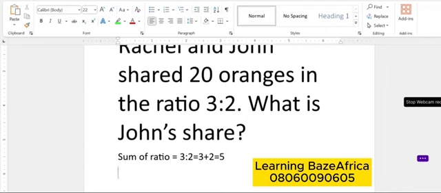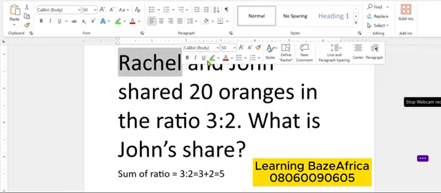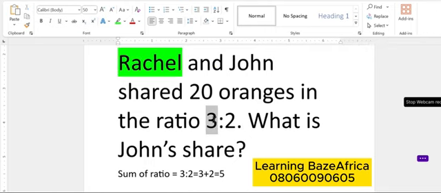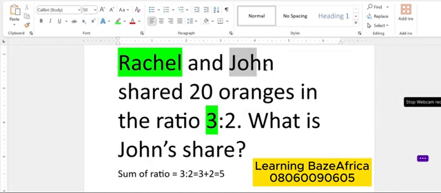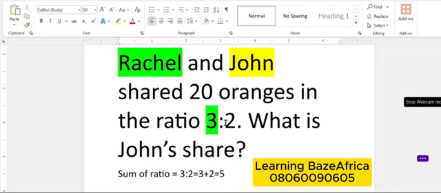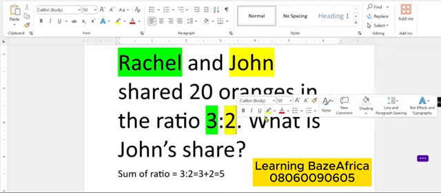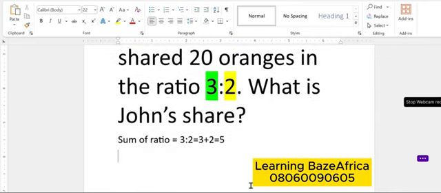Now, when you're looking for John's share, look up. If you see very well, 3 is for Rachel. Ratio 3, according to how it was done, Rachel has this first ratio because she's the first person being mentioned. 3, while John has the ratio 2. So now since it is John's share that we would need to find, John's share is the ratio 2. So we would say John's share.